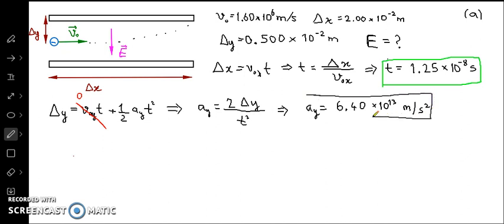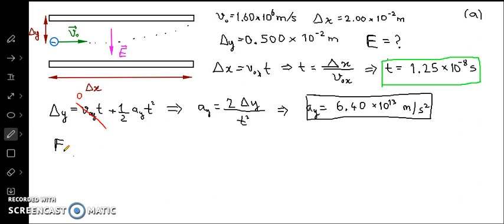Now that I know the acceleration, I can move on to Newton's second law to calculate the electric field, basically. But how exactly? Well, there's net force. What are the forces acting on the electron? Actually, there's gravity pulling down and electric force pushing up. Why is the electric force pointing up? Because this is an electron and the electric field is pointing down. The force that the electron experiences must be pointing up, opposite the electric field direction.